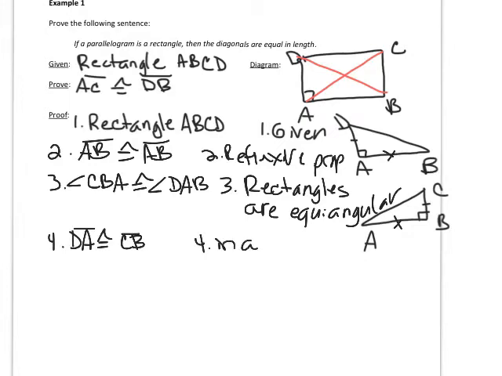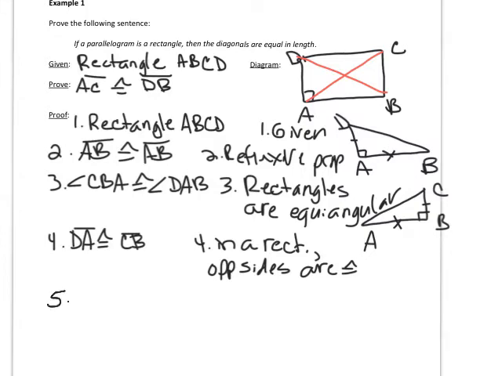In a rectangle, opposite sides are congruent. That's enough to say, because I have side angle side, I can say these two triangles are congruent. Once I have that, then I can say the diagonals are congruent to each other by CPCTC.